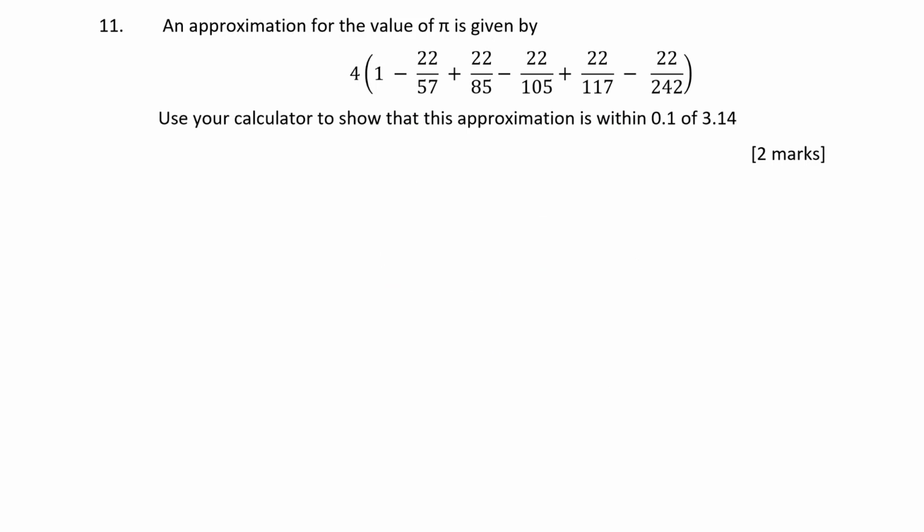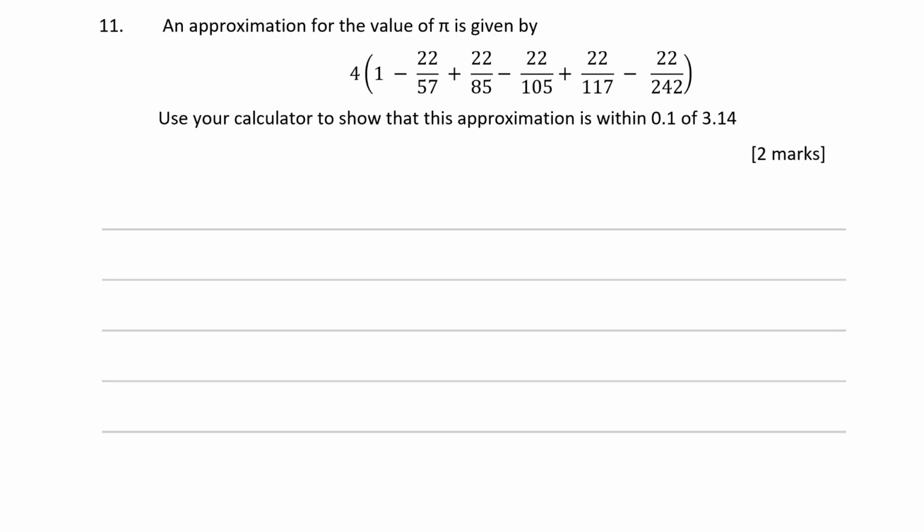Question 11. Now an approximation for the value of pi is given by this kind of strange formula here. 4 lots of 1 minus 22 over 57 plus 22 over 85 minus 22 over 105, etc., etc. Use your calculator to show that this approximation is within 0.1 of 3.14. So basically we've just got to type that into the calculator and see what we get.